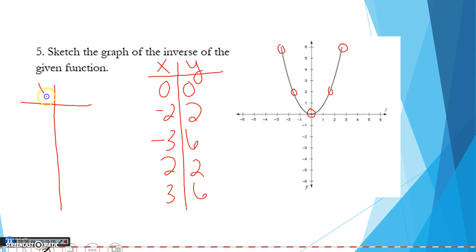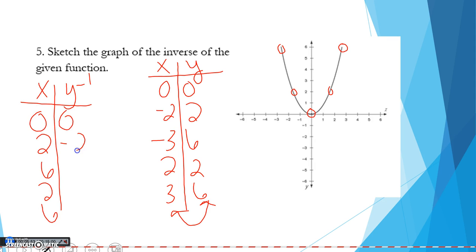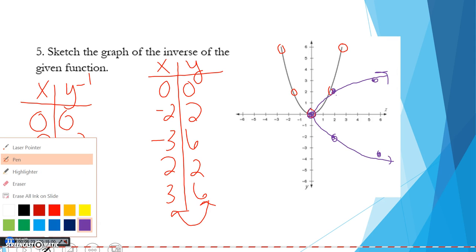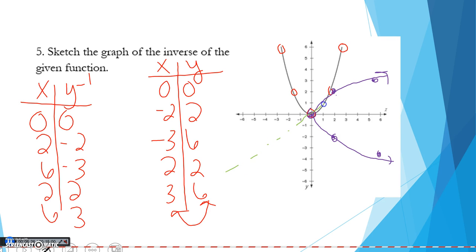Now I'm going to make myself another table of the inverse. I'm just going to recopy. I'm going to flip-flop these two columns. And I'm going to replot these points. So 0, 0 will go here. 2, negative 2 here. 6, negative 3. And hopefully you should see a U forming. 2, 2. And 6, 3. So you'll see it's a sideways U. All an inverse is, it's reflected over the line y equals x. Back in geometry you probably learned it's reflected over that line.